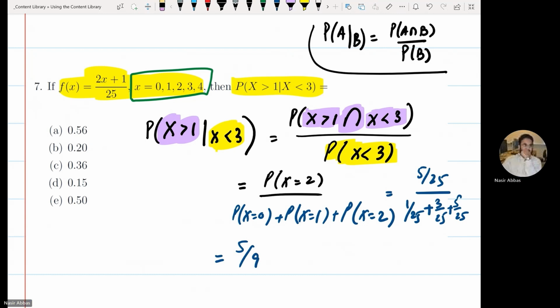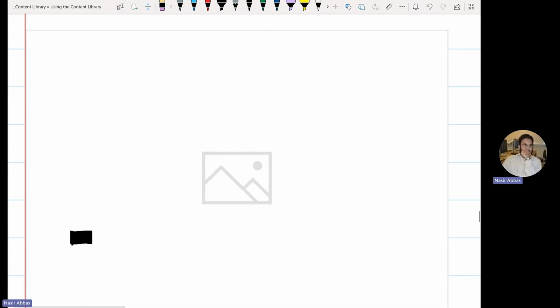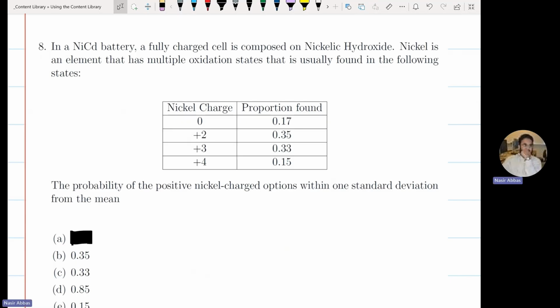No question? Let's move on to another problem. This problem again from term 233 says that in some kind of batteries, a fully charged cell is composed of some kind of hydroxide. Nickel is an element that has multiple oxidation states, usually found in the following states. So the values of nickel charge are given and the corresponding probabilities are also given. Again, this is a probability mass function of x. X is the nickel charge. So call this one your x.